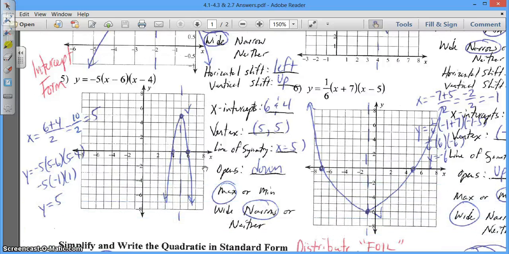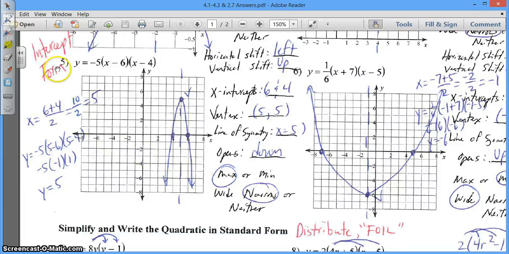Now, 5 and 6 are in intercept form. So it's called intercept form. We know this because it's 2 sets of parentheses. It gives us our x-intercepts. So to do that, we take the opposite of our parentheses. We are solving those. So it'd be 6 and 4.